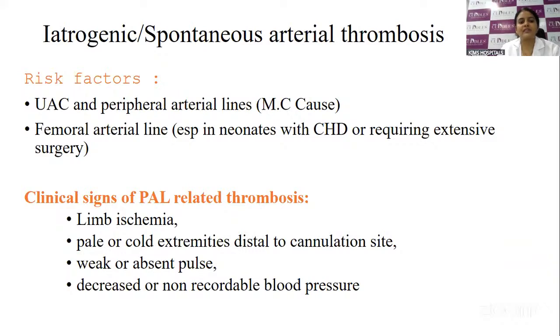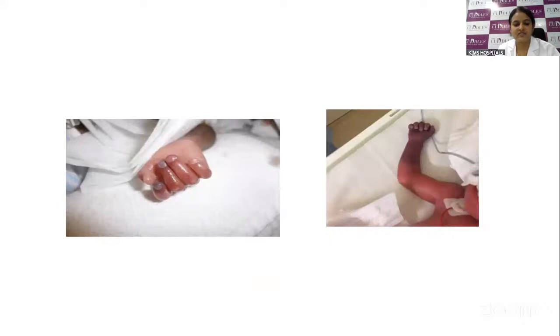Coming to iatrogenic or spontaneous arterial thrombosis, the main risk factors involved are UAC and peripheral arterial lines. It also involves femoral arterial lines, especially in neonates with congenital heart disease or those who require extensive surgery. The clinical signs of peripheral arterial line related thrombosis are limb ischemia, blanching or cold extremities distal to the cannulation site, weak or absent pulses, and decreased or non-recordable BP. This picture shows the distal ischemia and limb ischemia of the upper limb.